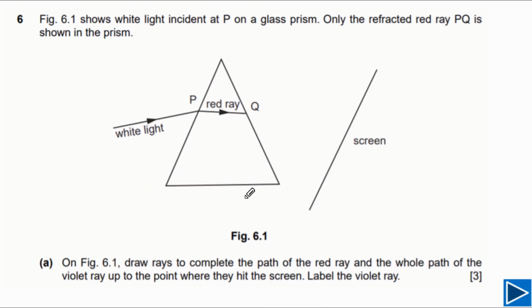This question is very similar to the last one. The only difference is that in this case we have this triangular prism, but in the last case we had a rectangular glass block. The rest is the same. For this question we have two lights. One is the red one, the other one is a violet light. For the red light, we need to complete the path of the red light.